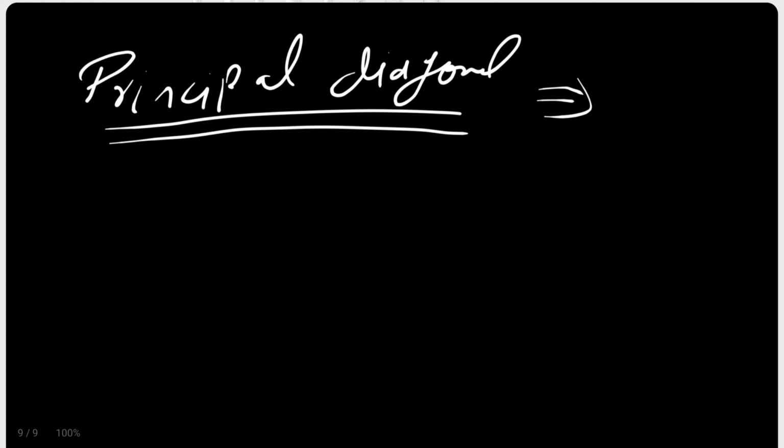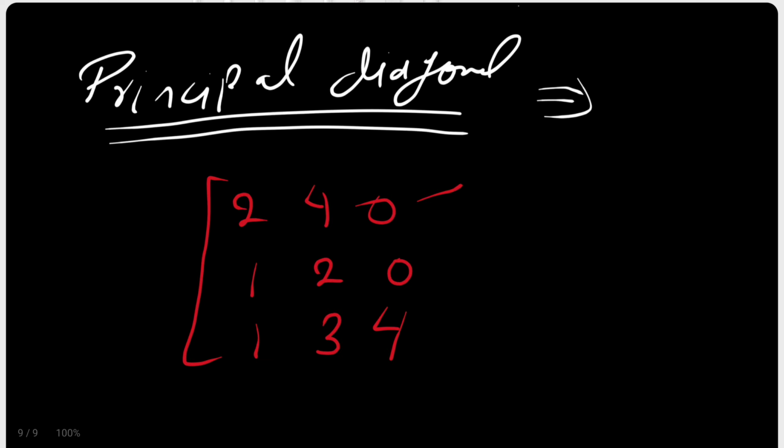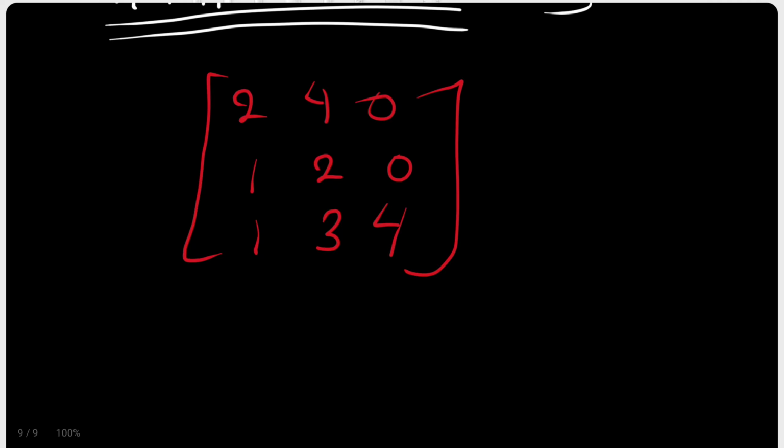Suppose this is a 2. Okay, so let me explain. This is 2, this is 4, this is 0, this is 1, 2, 0, 1, 3, 4. Okay, so first tell me, is it a square matrix or not? Okay, m cross n means rows and columns.